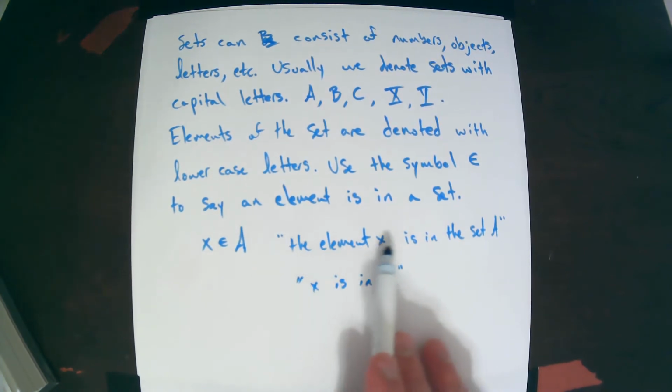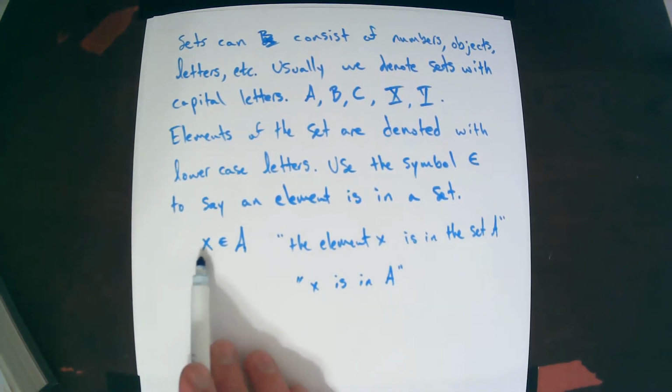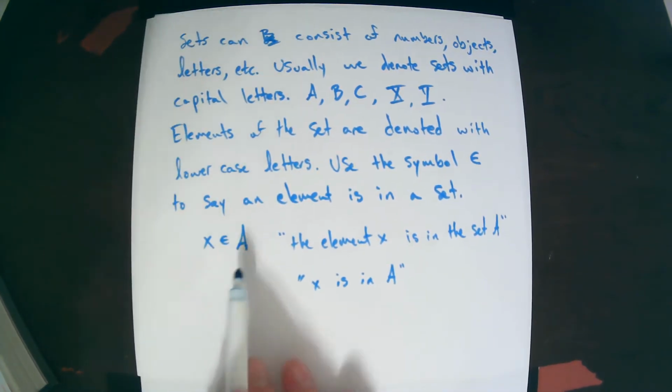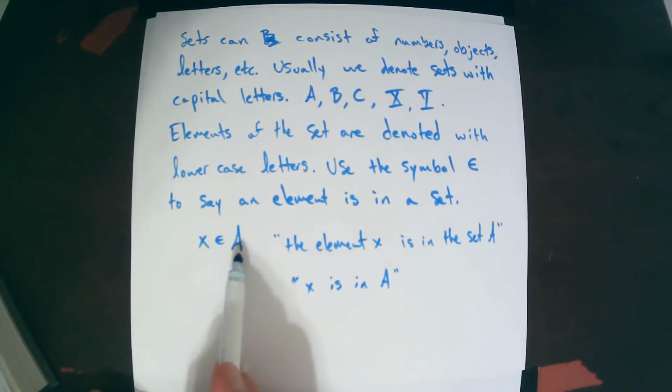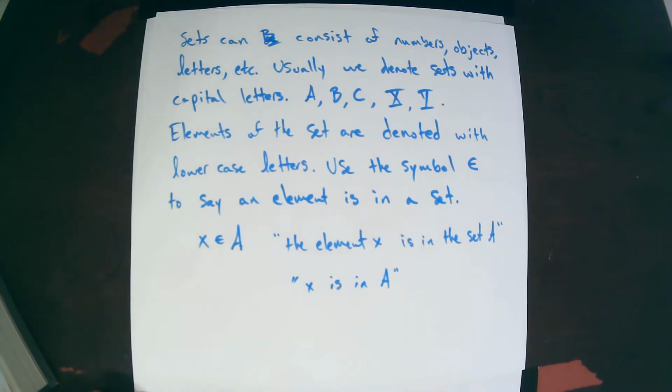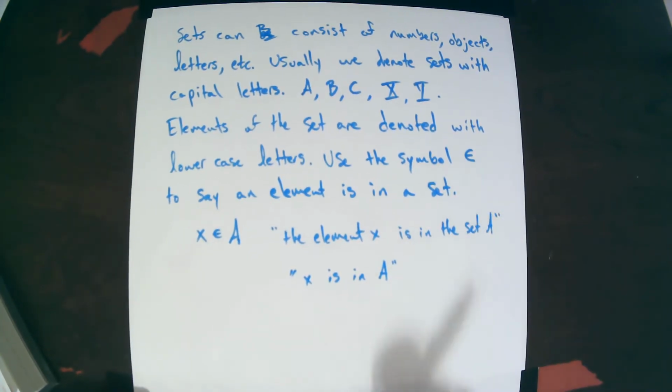This would be the completely correct way of saying it. The element x is in the set A. But if you already know from the context of the problem that this is an element and this is a set, then you could just say x is in A. So, alright.